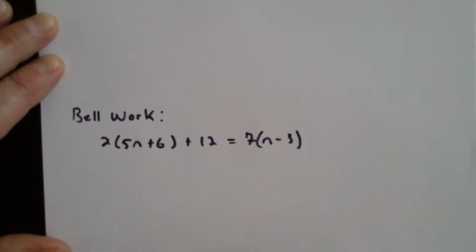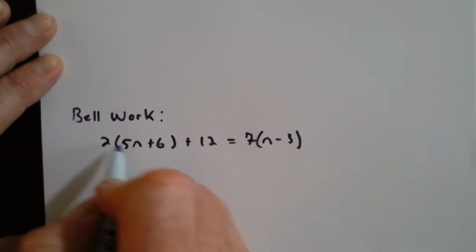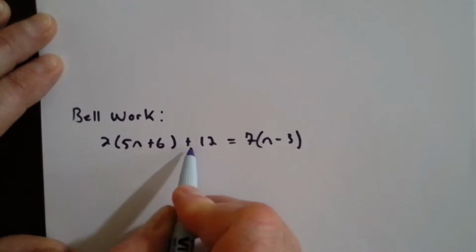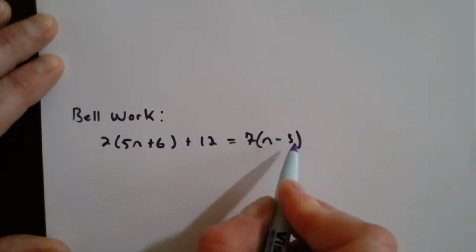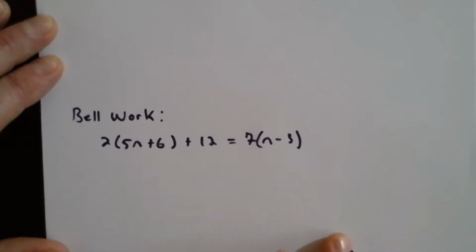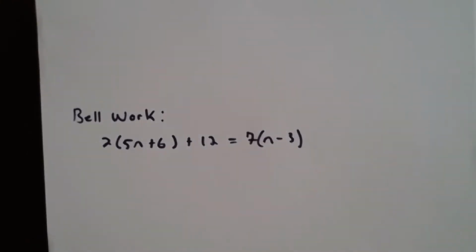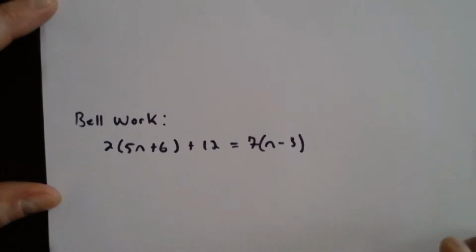So 2 times (5n plus 6) plus 12 is equal to 7 times (n minus 3). Everyone, please write this down in your notes and work on this while I just complete the header for the notes.